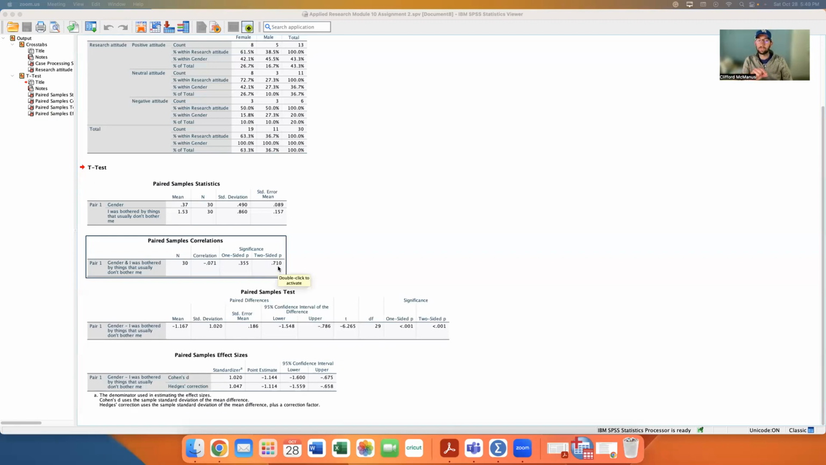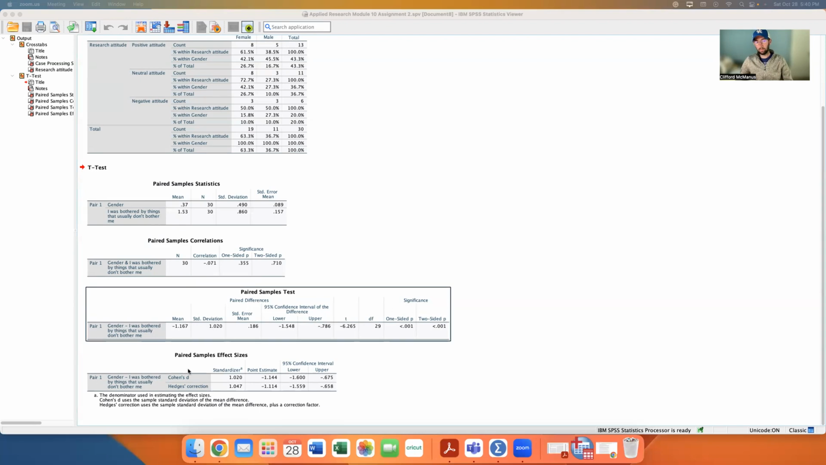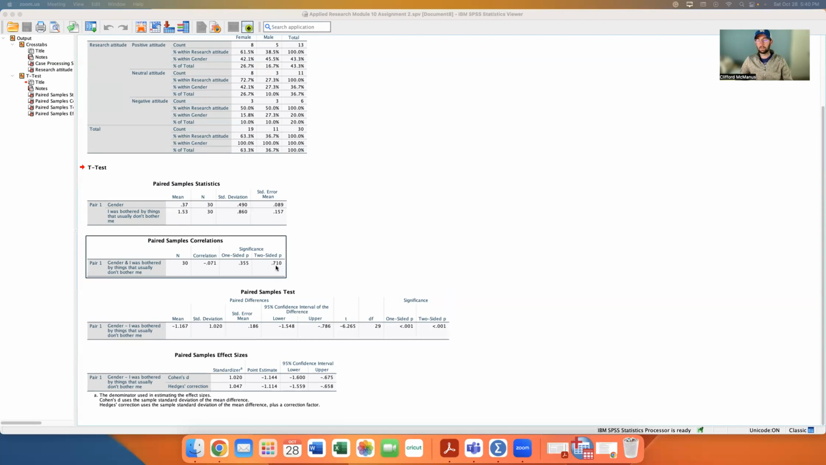If it were statistically significant, it would be 0.05 or less, and we are at 0.7. So technically speaking, we could stop right here because none of this is going to matter since there is not a statistical significance with the relationship between gender and this question.